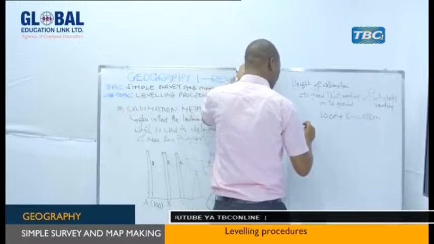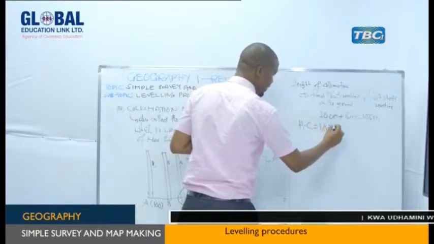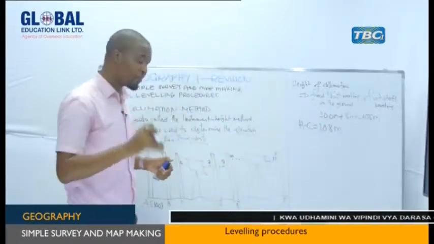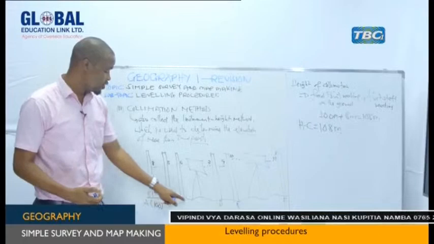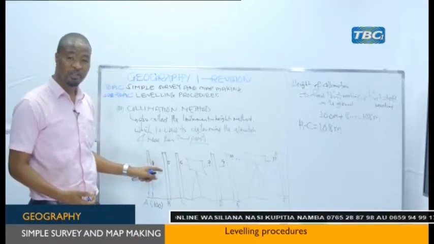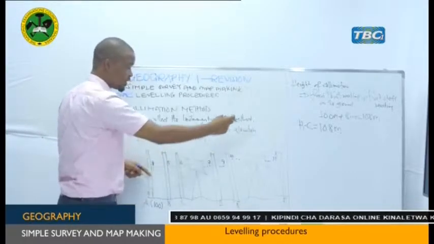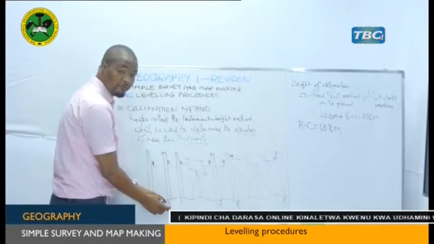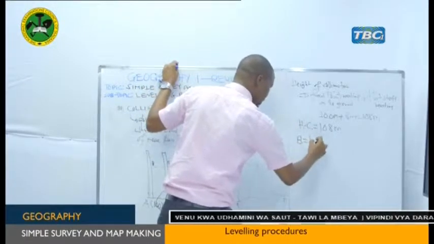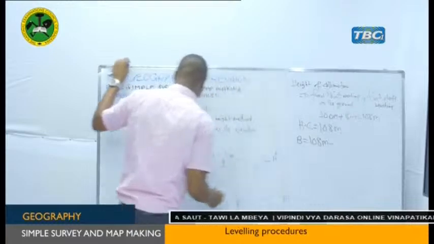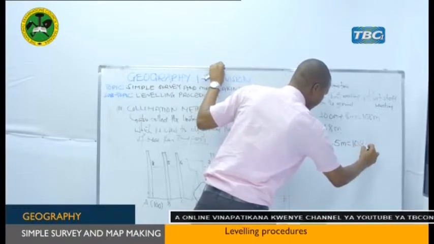So the height of collimation, which I can write in short as HC, is equal to 108 meters. To get the reduced level, the rise and fall in each leg, you have to subtract the staff reading of each point. So we take the height of collimation minus the staff reading of each point. For point B, the height of collimation minus the staff reading of point B, which is 5. Are we together? Then it will give 103 meters.